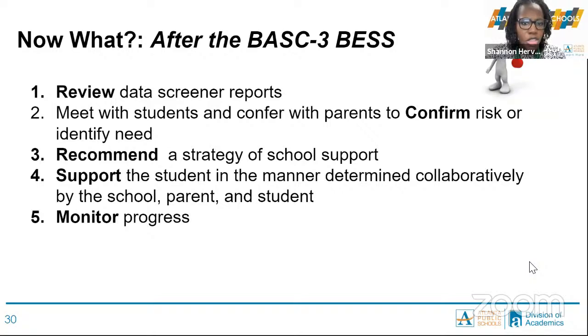You may ask, so what happens next after the screener? The screener is a starting point for next steps in determining the best course of action to support students. After schools review data screener reports, school-based student support staff are meeting with students of elevated or extremely elevated risk to confirm that risk and identify need. They will then contact the parents to discuss risk and recommend a strategy of school support. After that, schools will support the student in a manner agreed upon by the school, the parent, and the student, and then monitor progress. Next slide.